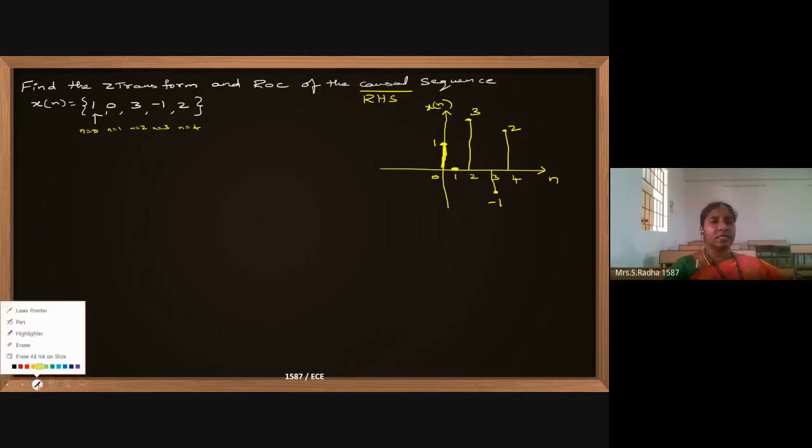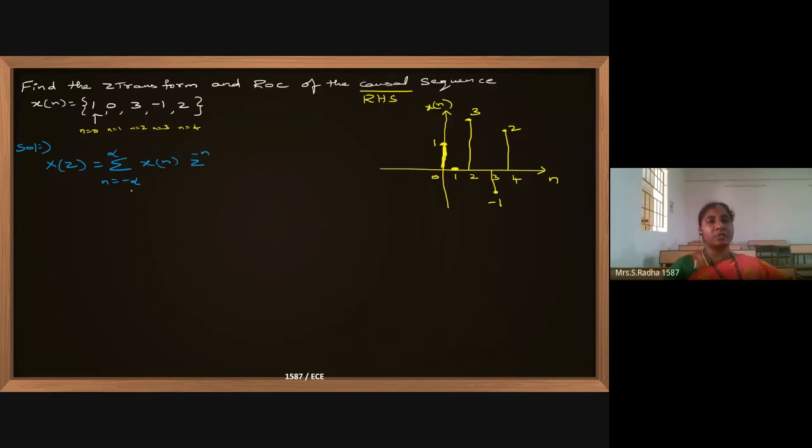Now, how to calculate the Z transform for such a signal? If you see the standard formula for Z transform, it is the sum from minus infinity to plus infinity of signal into Z power minus n. But you have n values only on the right side, from 0 to 4. This is a right-handed signal. So I will change the summation limits to 0 to infinity. I will take the one-sided Z transform.